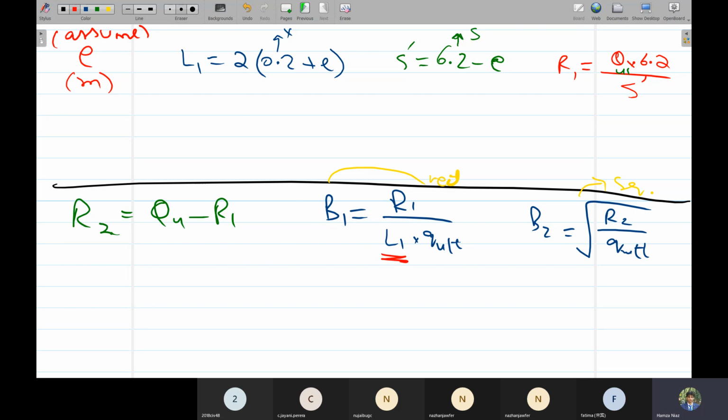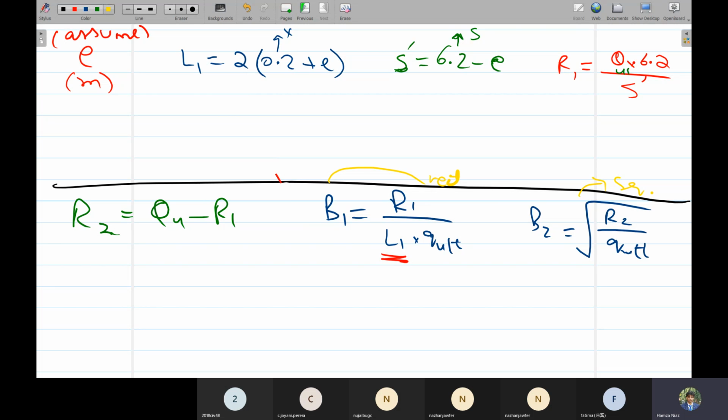So first we calculate this L value from here. Then we calculate the spacing, and for this spacing we calculate the R1 value. We subtract R1 from the whole loads, calculate the R2 value, and use these values to calculate the B1 and B2 values. All right, so this is the basic methodology for this question. We have to find B1 and B2 values actually.